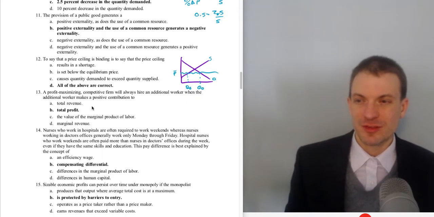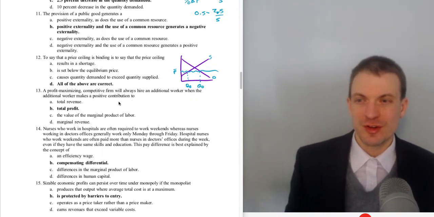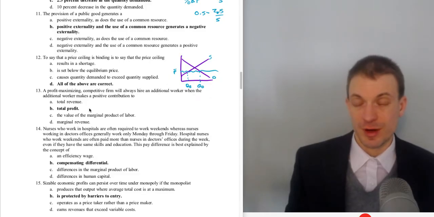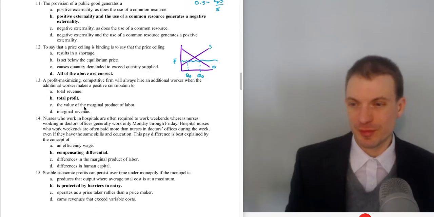A profit maximizing competitive firm will hire an additional worker when the additional worker makes a positive contribution to total profit, right? Think about the value created by the worker: it's going to be their marginal product, the additional output they're producing, times the price, the value of the marginal product, and that's going to be bigger than their wage. Well, if revenues are bigger than cost, profit's increasing.